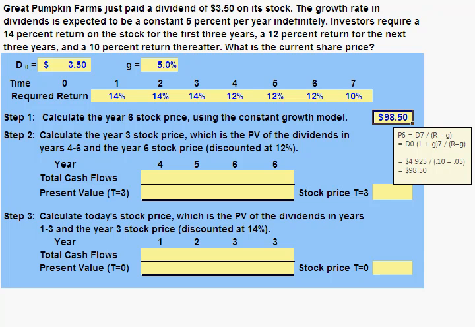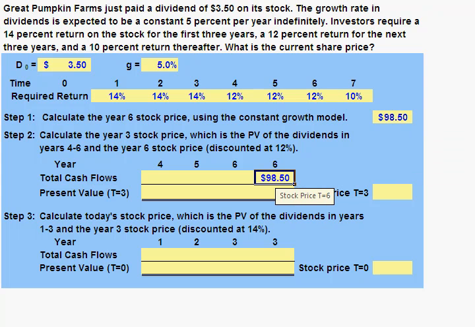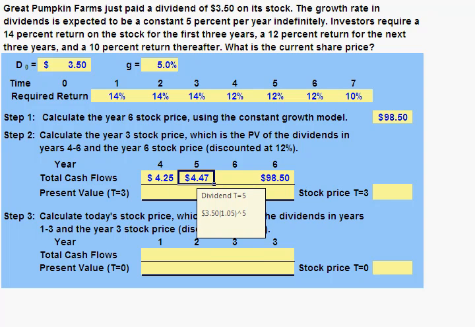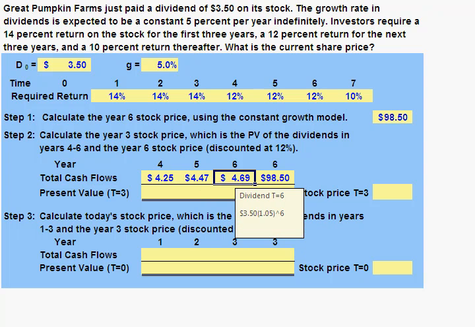Now, if we were to buy the stock in year 3, we would receive dividends in year 4, 5, and 6, and at the end of year 6, we would have a share of stock that we just found was worth $98.50. So let's go ahead and look at all the cash flows in years 4, 5, and 6. Buying the share of stock in year 3, we would receive a dividend at time 4 of $4.25. This is the $3.50 dividend today, multiplied by 1 plus the 5% growth rate to the 4th power. The year 5 dividend would be the $3.50 today, multiplied by 1 plus the 5% growth rate to the 5th power. And the year 6 dividend would be the $3.50 today, multiplied by 1.05 to the 6th power. So these are the cash flows we would receive in years 4 through 6.